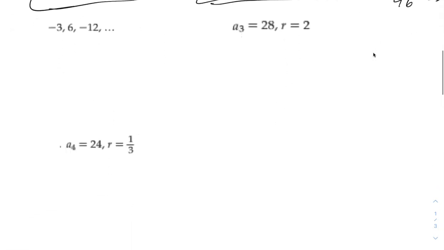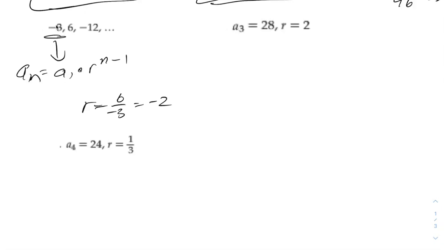Next one, same thing. So I'm going to do it just a little fast real quick. an equals a1 times r to the n minus 1. That's my a1. R, again, you just put one of them over the next one. So we're going to put 6 over negative 3, and we get negative 2. So my formula is going to be an equals -3 times -2 to the n minus 1.